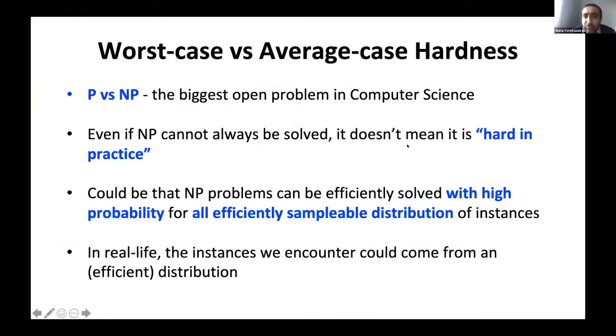Arguably, the biggest open problem in computer science is P versus NP. But this might not be the biggest problem that we want to solve, because even if P was not equal to NP, it might be easy in practice. It could very well be the case that with high probability on all efficiently sampleable instances, NP could be easy. And maybe in the real world, these are the kind of problems we encounter.